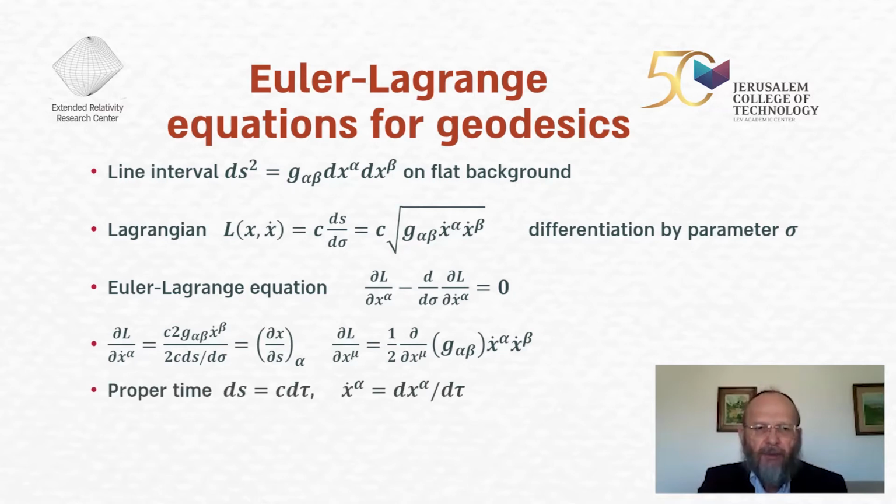So in order to have only one variable, we introduce proper time as the parameter on the curve, which is s over c. Why? Because proper time is exactly the same as the time of a clock moving with the object. And from now on, the dot will always mean differentiation by proper time.